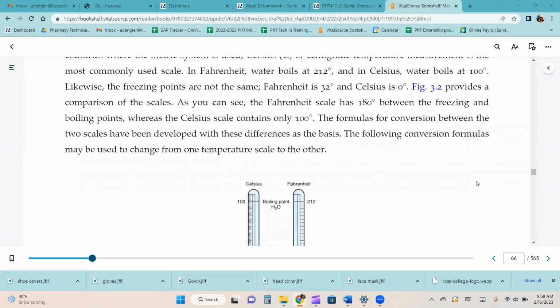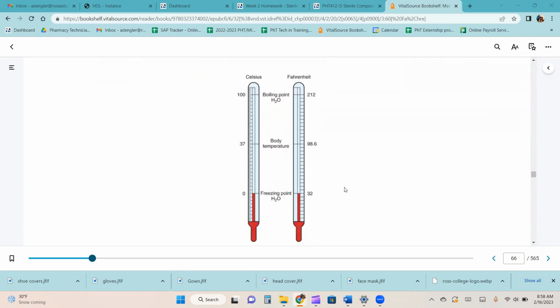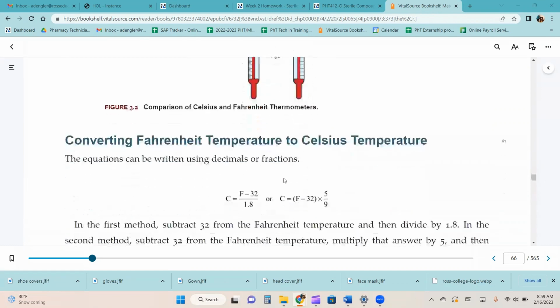So we have figure 3.2, which is going to show us a comparison of the scales. As you can see, the Fahrenheit scale has 180 degrees between the freezing and boiling points, where the Celsius scale contains only 100 degrees. The formulas for conversion between the two scales have been developed with these differences as the basis. The following conversion formulas may be used to change from one temperature scale to the other. So we have the Celsius here and the Fahrenheit here. Boiling point, body temperature, and freezing point noted here.